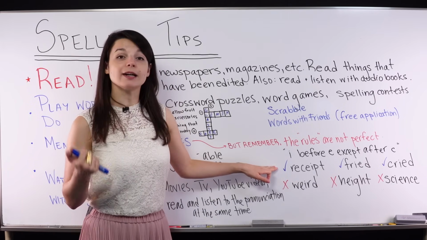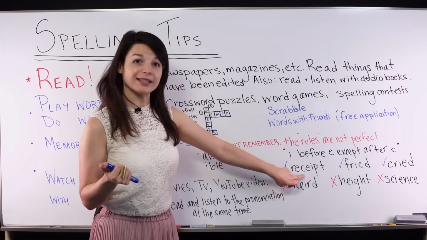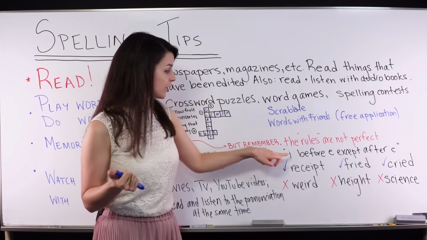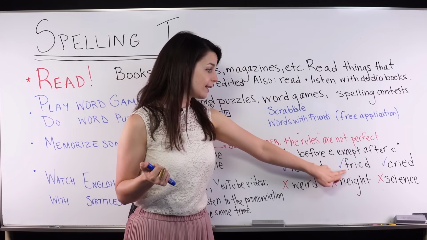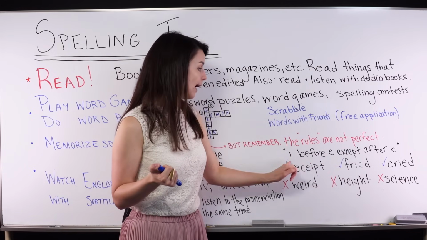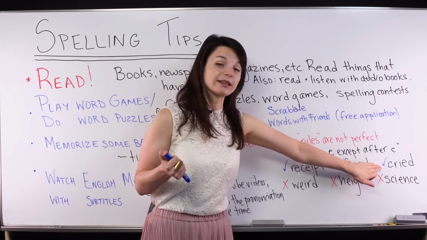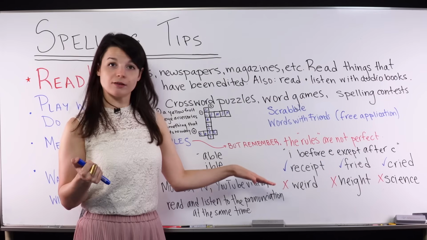So examples where it is okay. Here, receipt. So here we have a C, and the E comes first, the I comes second, which is the opposite here. That's correct. In this word, fried, it's correct. There's no C. So the I is before E, I-E-D. We see the same thing in this word here, cried as well. So in these examples, it's correct.